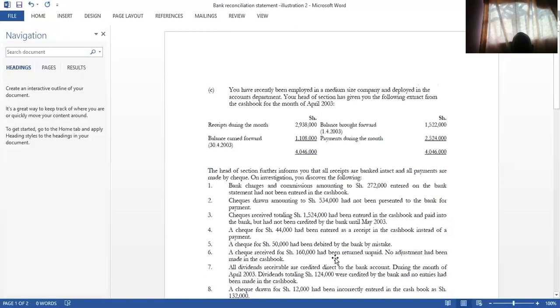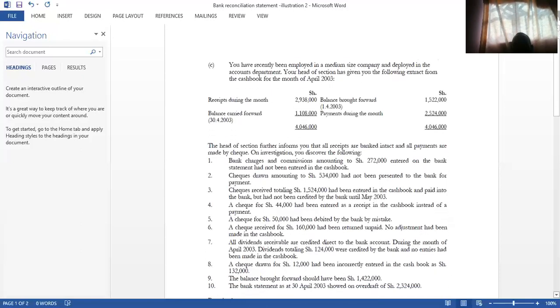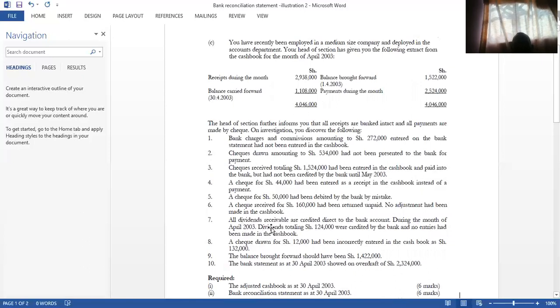Another case that we have here, number 7: all dividends receivable are credited direct to the bank account during the month of April 2003. Dividends totaling 124,000 were credited by the bank and no entries had been made in the cash book. So these are direct credits. And because they are direct credits and they are not appearing in the cash book, we should capture them in the cash book on the receipt side as 124,000. A cheque drawn for 12,000 had been incorrectly entered in the cash book as 132,000.